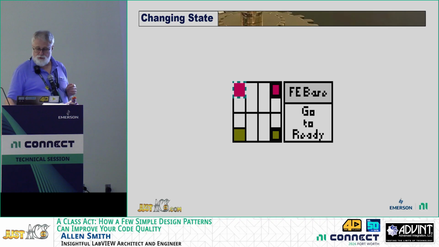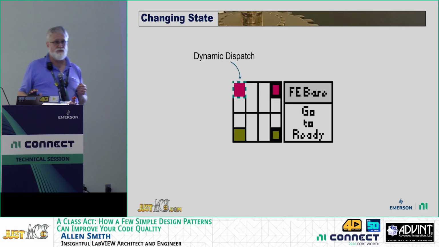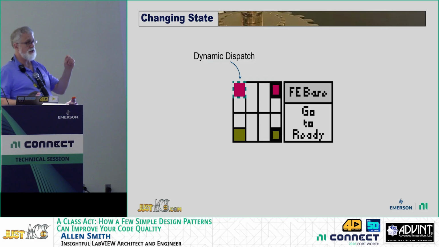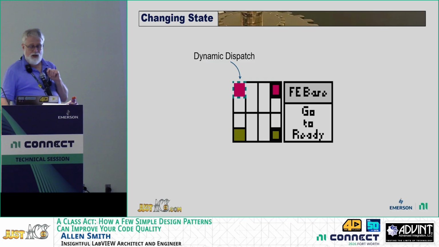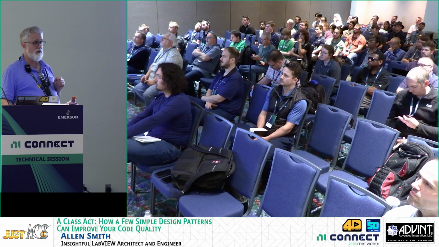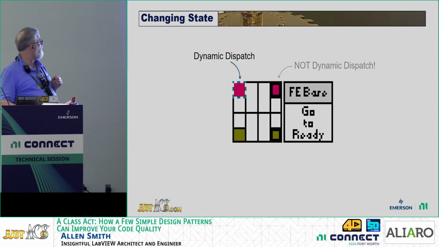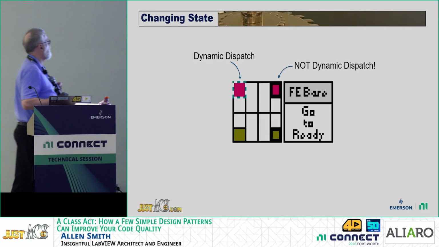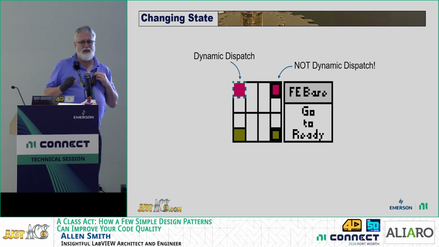You will notice, if you have seen classes at all, that that is dynamic dispatch. That means that's a dynamic dispatch VI. Most of the time when you're doing dynamic dispatch VIs, you expect the output of the class to also be dynamic dispatch. Yes? Not in this case, not dynamic dispatch. What does that mean? That has a specific meaning in LabVIEW.